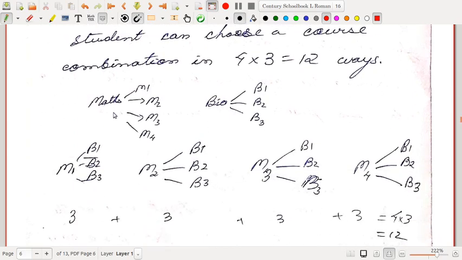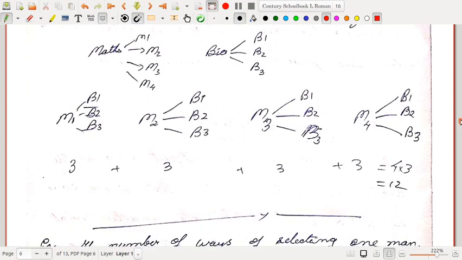So for maths, if he chooses M1 course, then he can choose B1, B2, B3, any one of the three. If he chooses M2, then any one of these three. So this is the illustration. So this is how there are 12 options available.